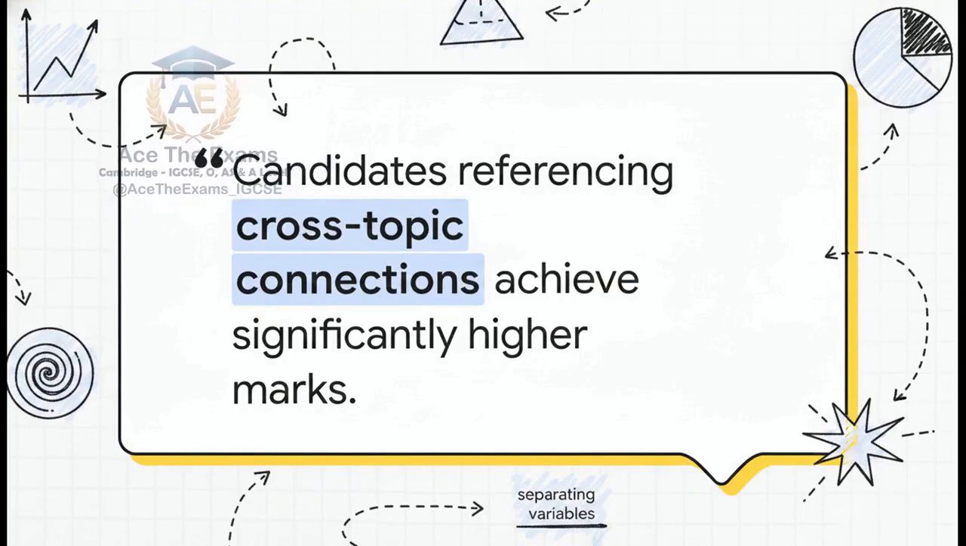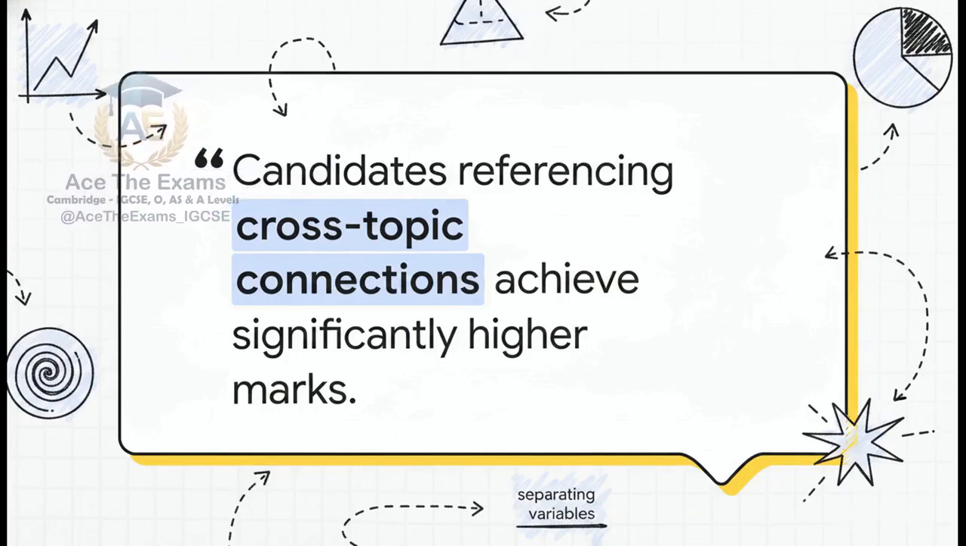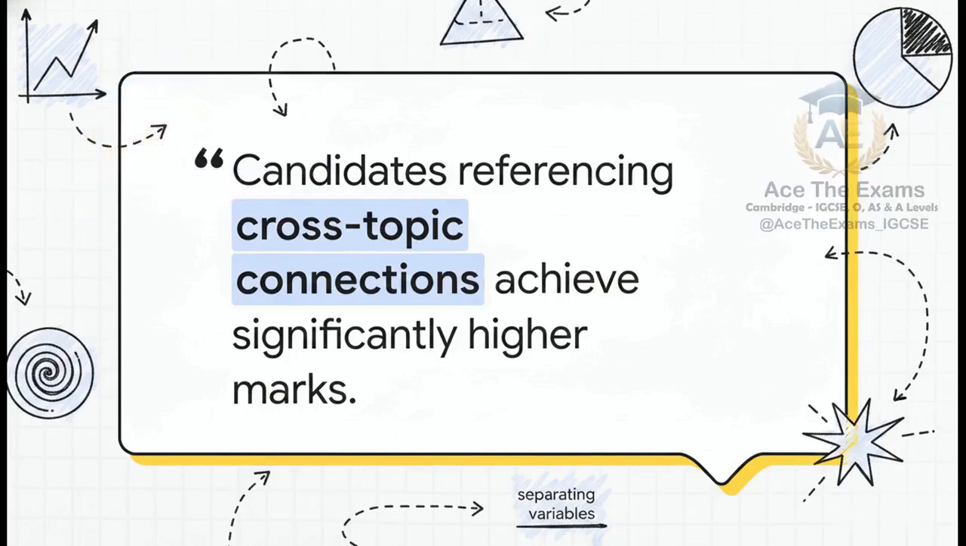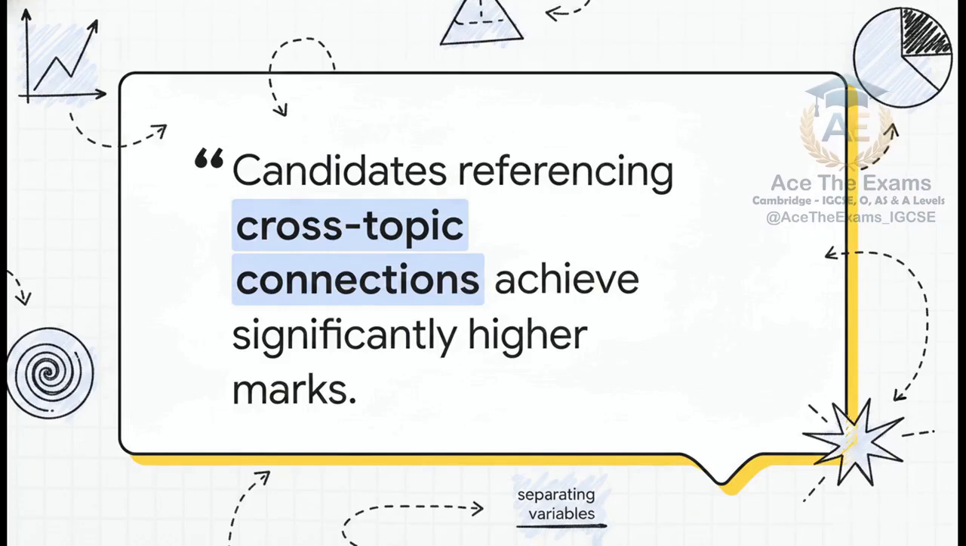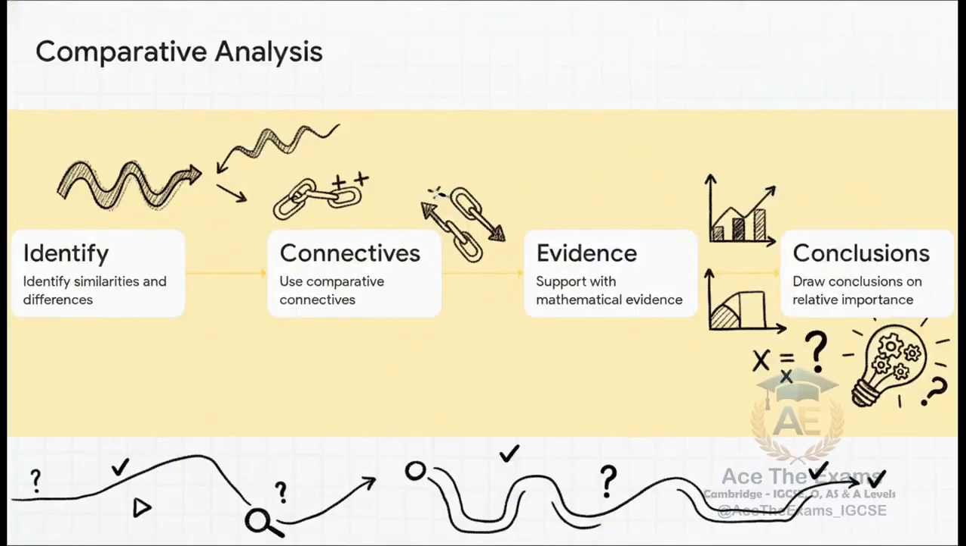Listen, the architecture of separating variables does not exist in a vacuum. Integrating differential equations with other areas of the syllabus, like kinematics or complex trigonometry or partial fractions, is exactly what unlocks the highest tier of marks. The examiners are practically begging you to show them that you understand how the entire mathematics syllabus connects together as one cohesive system. So how do you actually show them that?